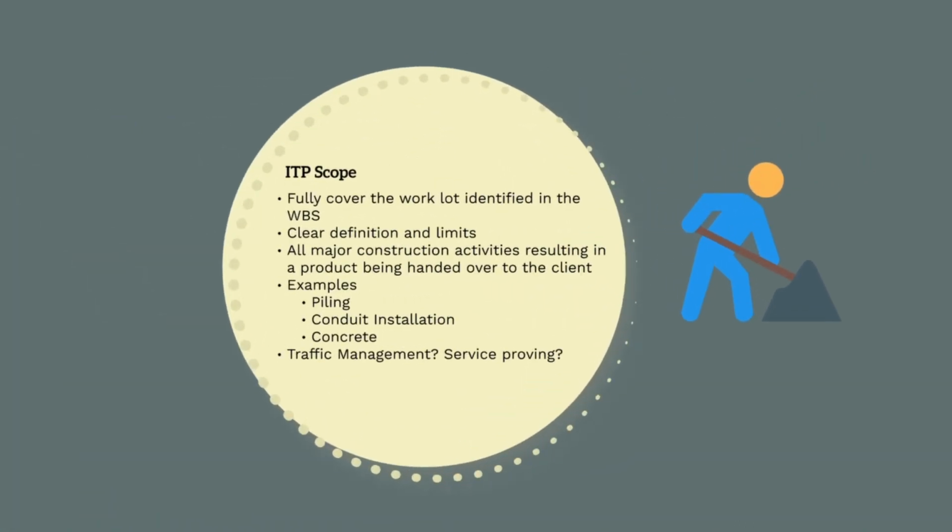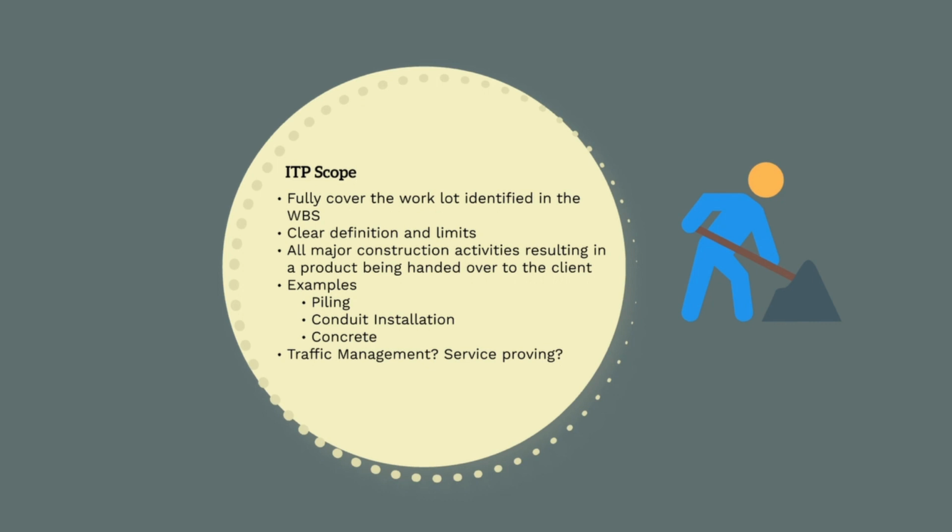So what scope will an ITP cover? An ITP needs to cover each of the individual construction activities identified in the WBS. Each lot will need an inspection and test plan created for it. The scope needs to be clear and definite. All major construction activities that result in something being handed over to the client require an ITP.